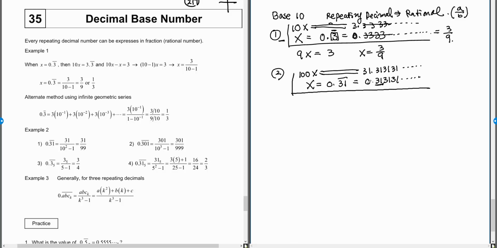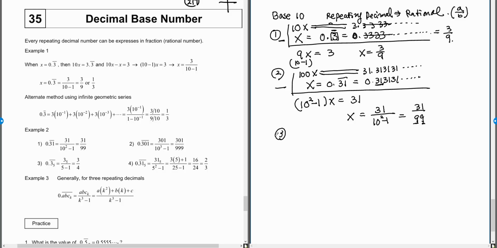When you subtract, 100x minus x, I'm going to use 10 squared minus 1 times x. It's the same thing. That equals 31. So the fraction of this repeating decimal will be x equals 31 over 99. 10 squared minus 1 equals 99. 2 9s are there. Is it okay? Okay.